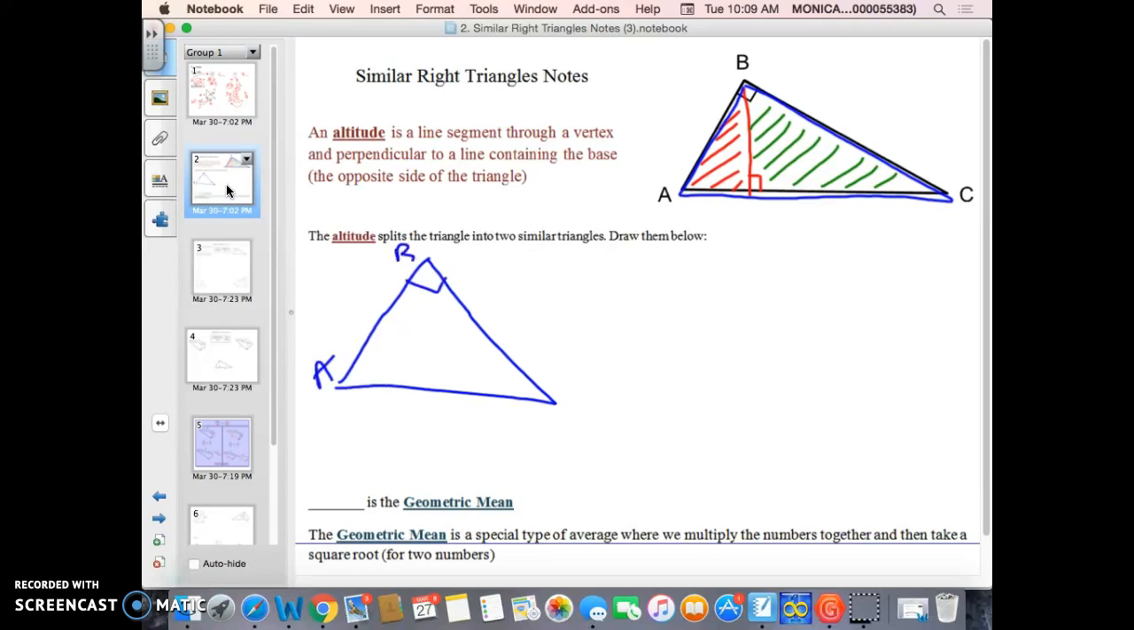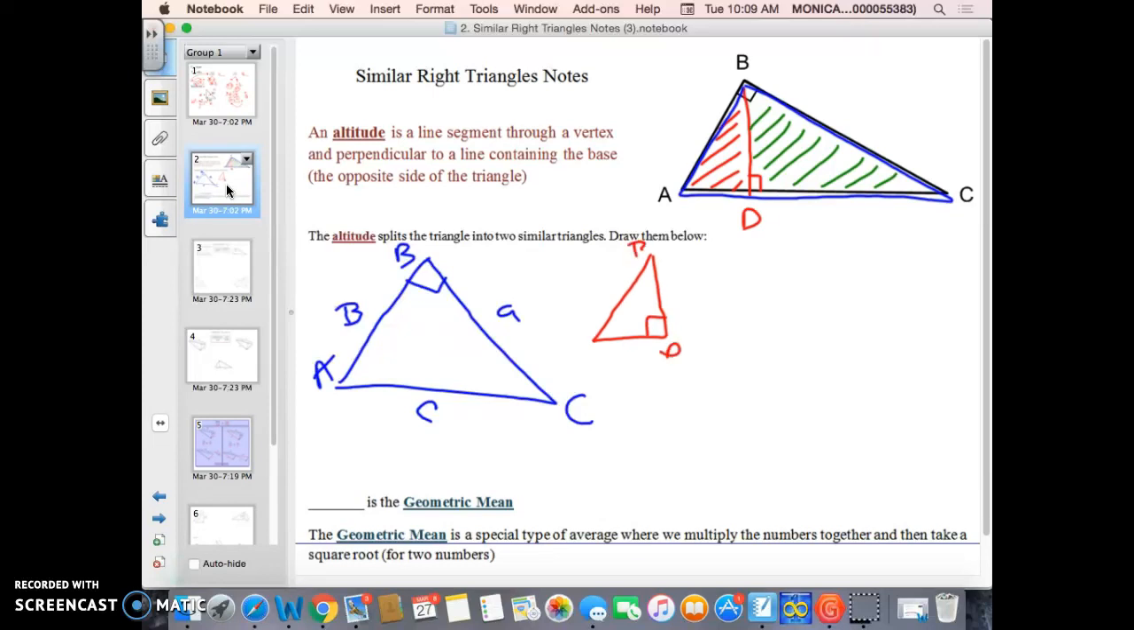A, B, C. And then this would be little side A, little side B, and this would be side C. And then I've got the left triangle, which I outlined in red. And that one looks like this. So I'm going to call this D.